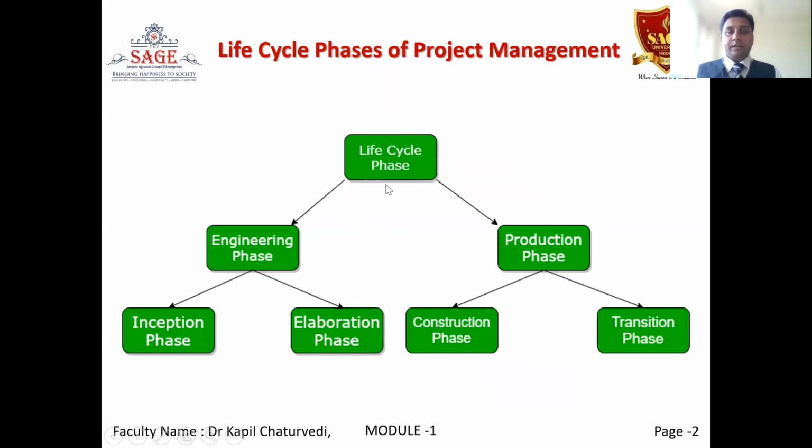Life cycle phase is divided into two categories: engineering phase and production phase. And engineering phase is further divided into inception phase and elaboration phase. And the production phase is further divided into construction phase and transition phase. So here we are seeing the detailed diagram. Now we discuss that in detail.